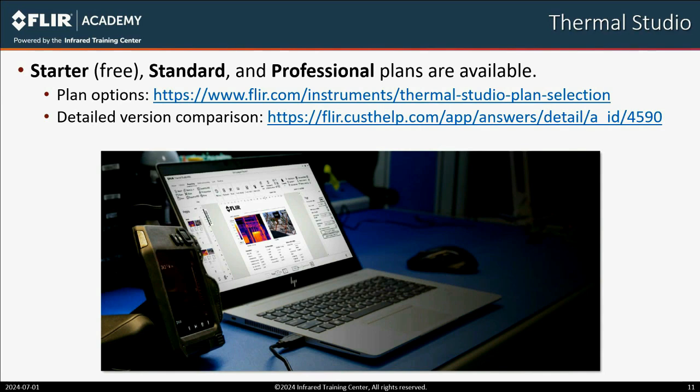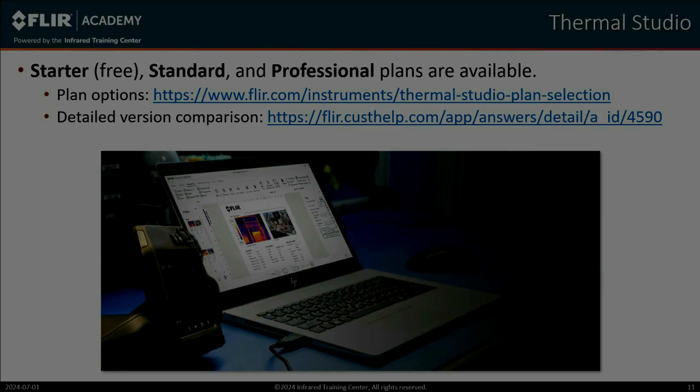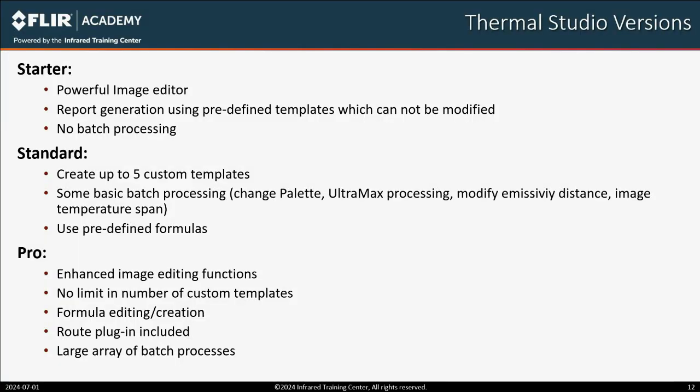Three different versions of the software are available: Starter, Standard, and Professional. Standard and Professional are available on a paid subscription basis. Cost and version comparison can be found at these website links. Here is a summary of each of the features of the different versions. Please note that the Starter version of the software does not possess all the features required to meet the previous suggestions for the contents of a well laid out report.